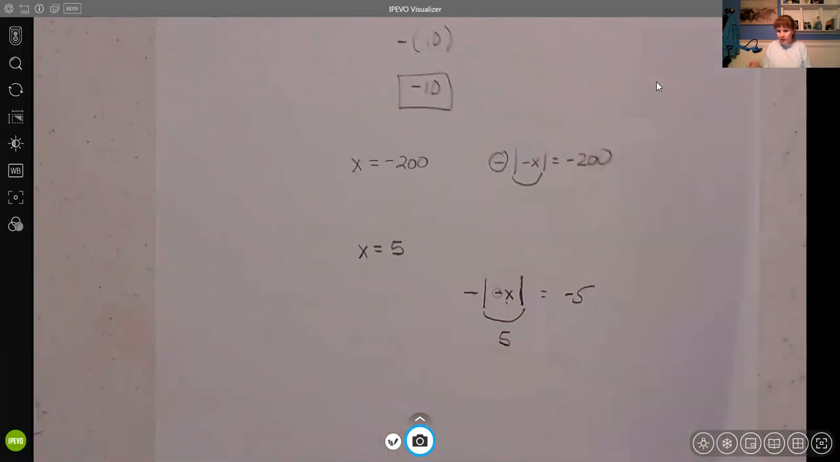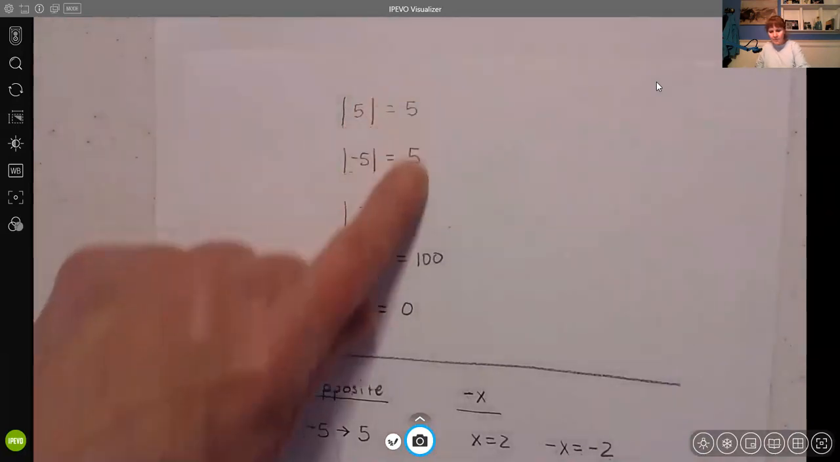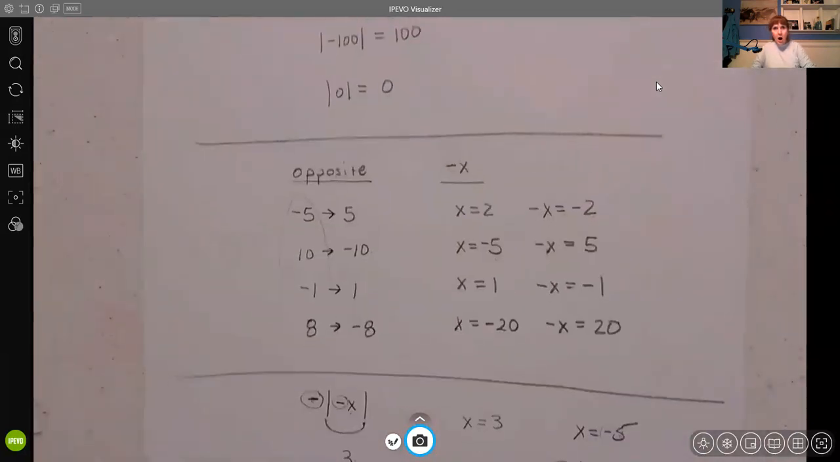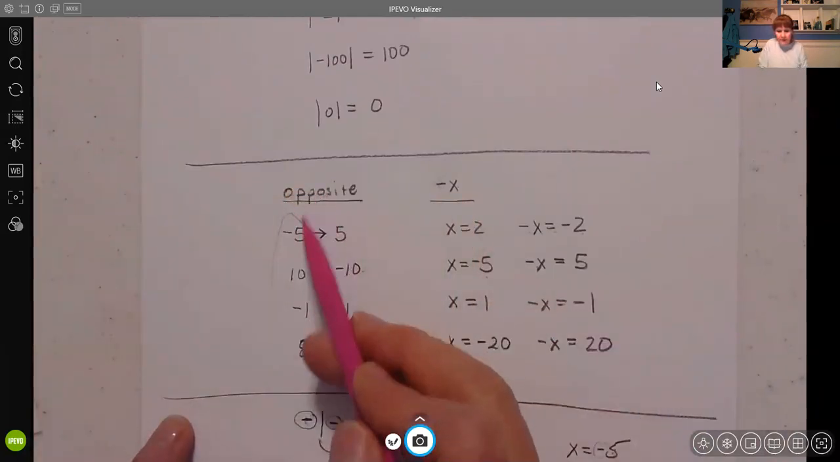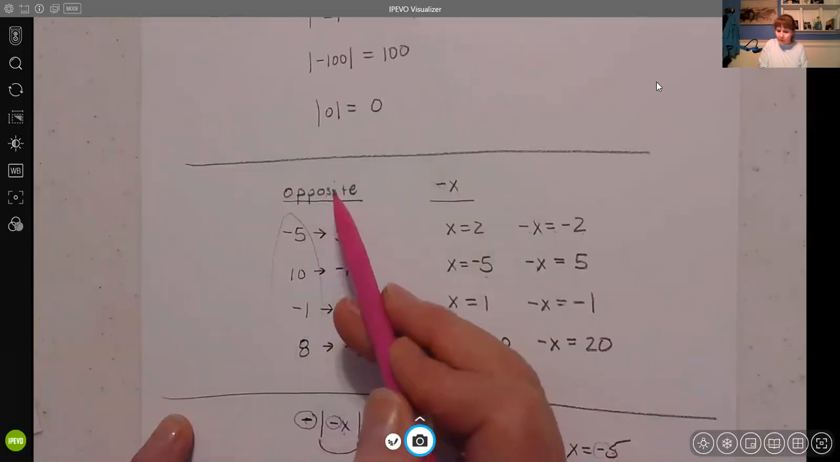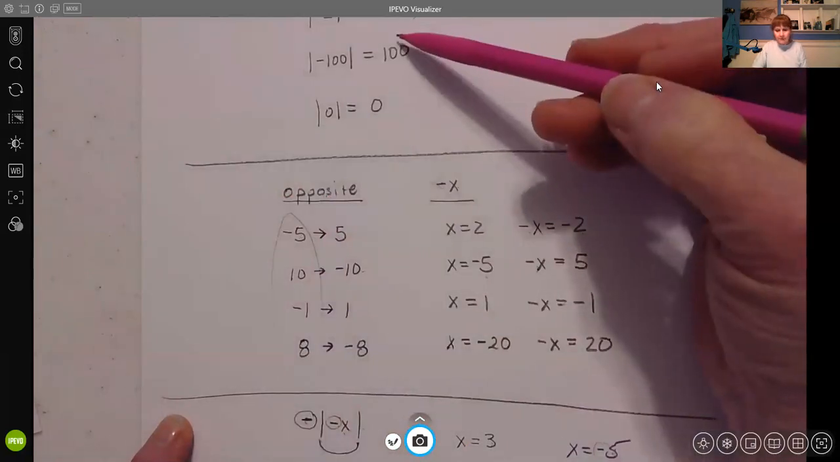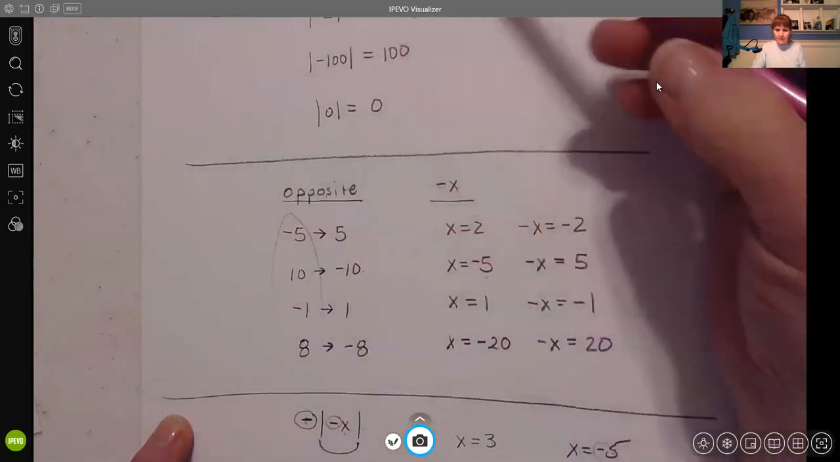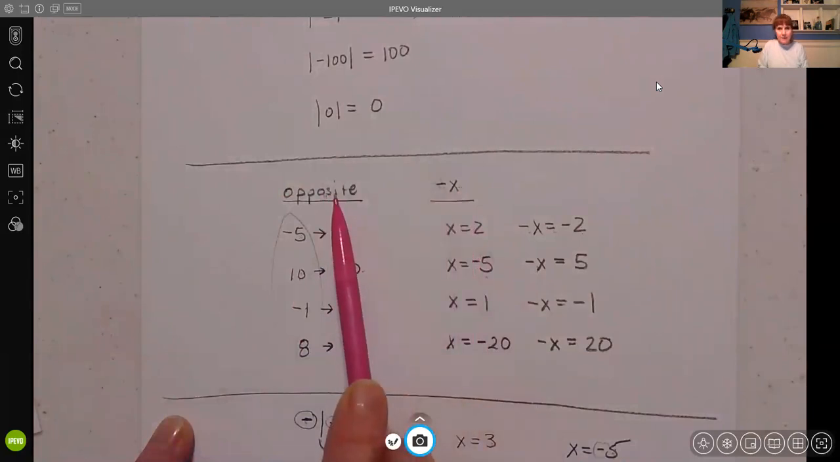So again, you need to be able to find the absolute value. Absolute values are always positive. Opposites, these two mean the same thing. They'll say, find the opposite of a -5, which is 5, or find the opposite of 10, which is a -10. So don't get the absolute value mixed up with opposite. Absolute values are always positive, but the opposites change signs. The opposite of 10 is a -10. The opposite of a -1 is a +1. This is another way of saying opposite.